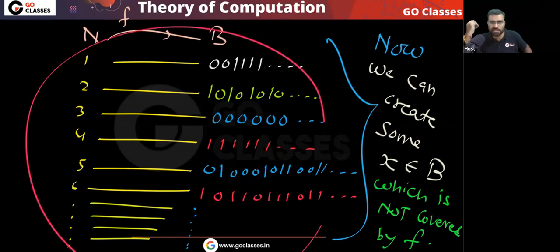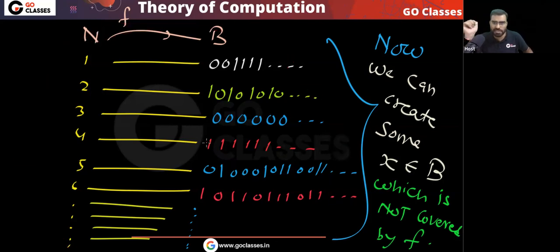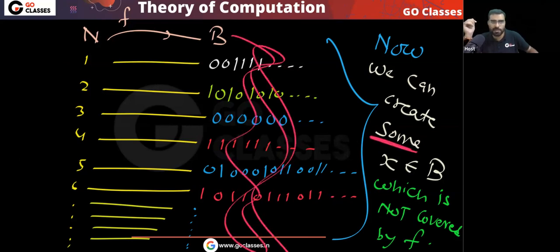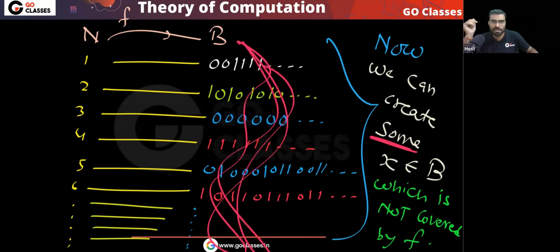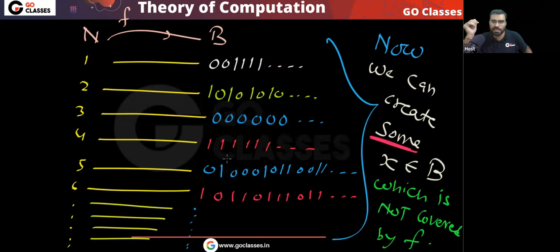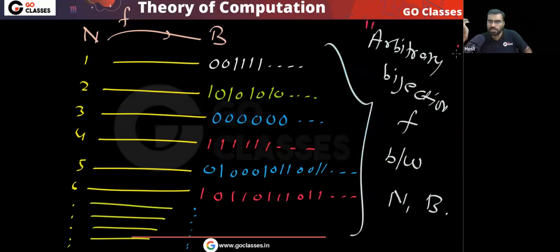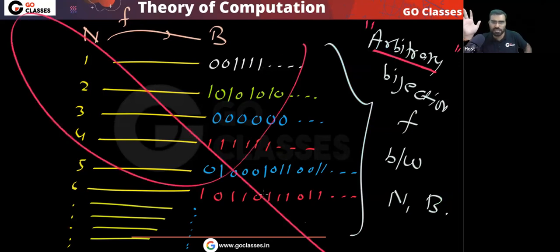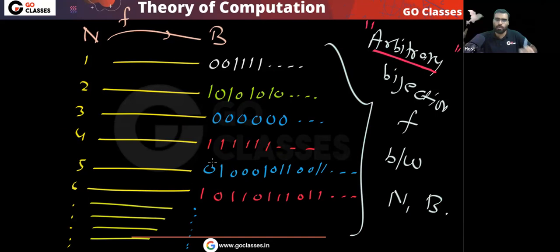You are saying this is a bijection. Now, if I can create some element of B which you did not cover here, then can I say this is not a bijection? Yes, this is not a bijection. And remember, this is an arbitrary bijection. If I prove this arbitrary bijection is not a bijection, then I can say there is no bijection.